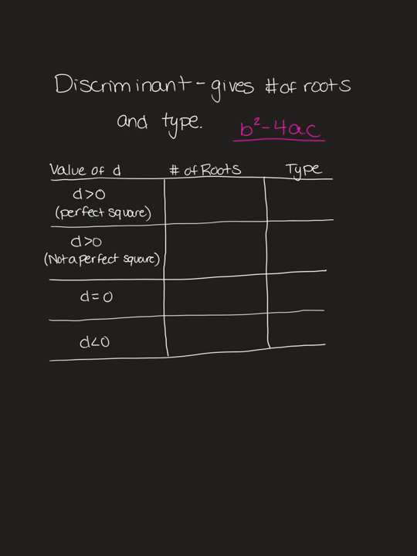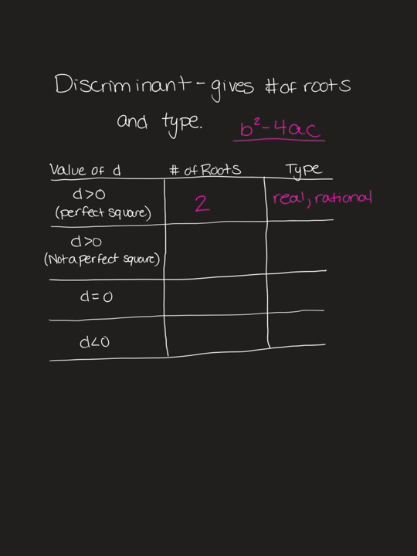If your discriminant is positive and it's a perfect square, you will have two roots and they will be real and rational, which means there's no square roots left over. Okay, so if it's a perfect square, there's no square roots. This is a good option for factoring. So if your discriminant is positive and it's a perfect square, I would use factoring.